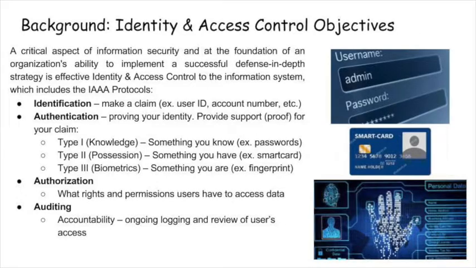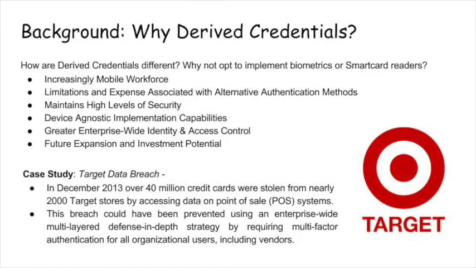A critical aspect of any successful defense-in-depth strategy is effective identity and access control to the information system, focusing on multi-factor authentication. Combining, for example, something you know and something you have, and really any combination of the authentication types, provides strong authentication and a higher level of assurance that the user is who they claim to be. Strong authentication reinforces the CIA triad and prevents man-in-the-middle attacks. This assurance that the user is who they claim to be is an essential step in the overall security of information systems.